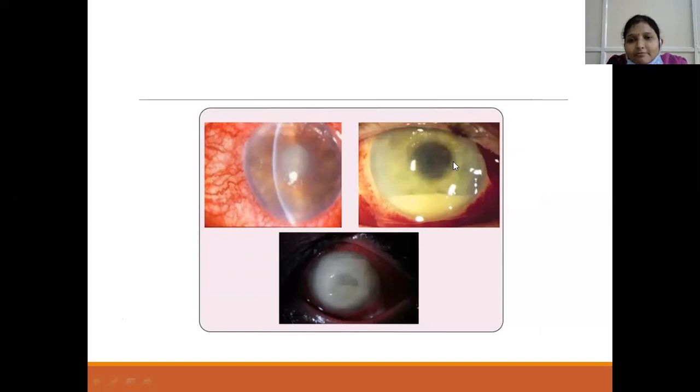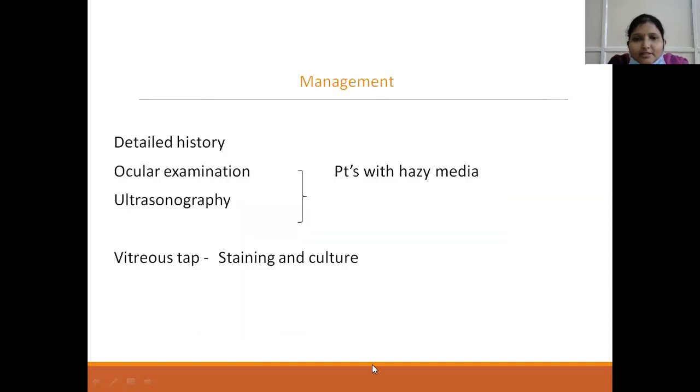And in the second picture, what you can see is hypopyon. Hypopyon means pus in the anterior chamber. You can see a whitish yellow deposit in the anterior chamber inferiorly. This is hypopyon. And the third picture shows necrosis and sloughing of the cornea in late stages.